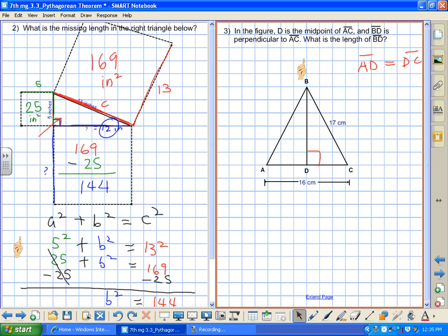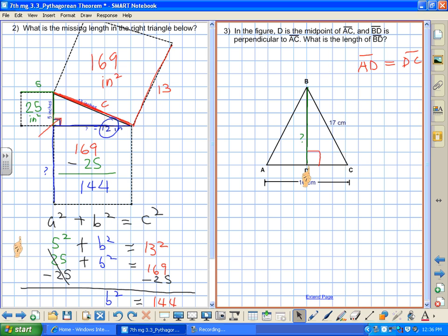What is the length of B to D? So they want us to find this length here. Let me just mark that in green. That's the length that we need to find. All right? So how do I solve a problem like this? Well, remember, the Pythagorean theorem only applies to right triangles. And do we have a right triangle in A, B, and C? No, that is not a right triangle. None of these angles are 90 degrees, and so it's not a right triangle.